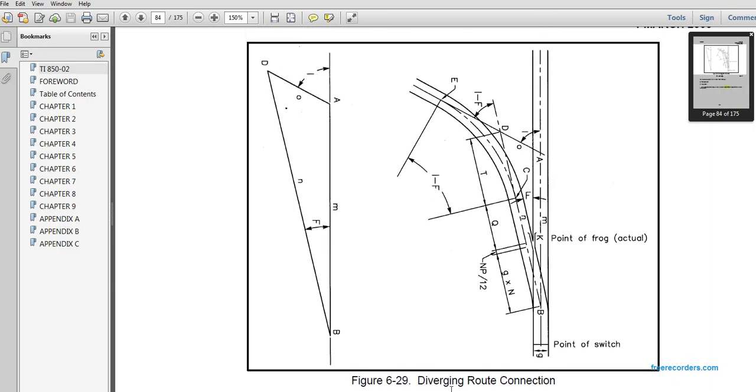Figure 6-29, diverging route. You have the point switch with B. Here's your diverging route connection: A, B, and D and E and F and the I and N. Here you see F and then E and F, D and C and A and F and E, Q and E and G and N and B.